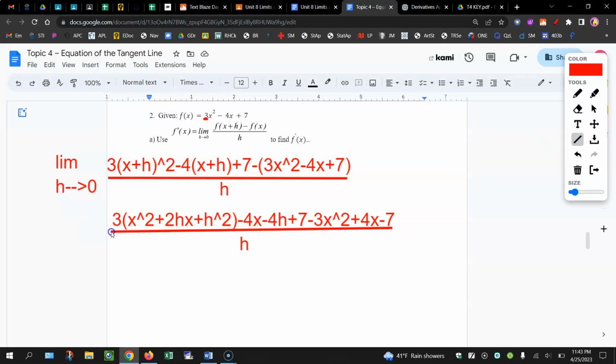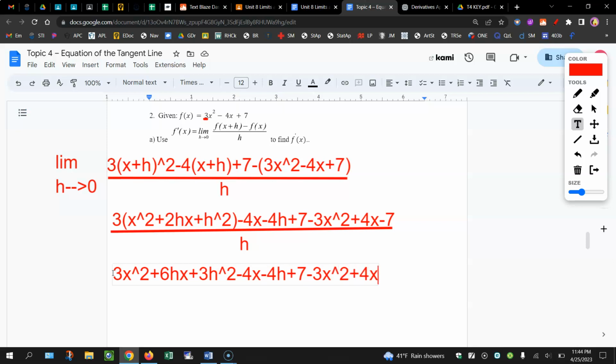Now we can distribute the 3 in this next step. When we do that, you're going to now have 3x squared plus 6hx plus 3h squared. And then the rest of this is going to be the same as it was in the line above.